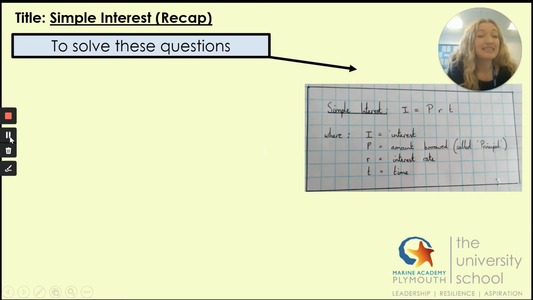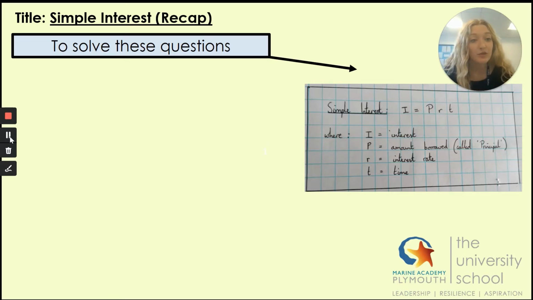Okay, now in today's lesson, there is a lot of something that we call notation. Notation just means how we write out mathematical things, for example in a formula. So today, we're going to be starting off by looking at simple interest. This is a recap, and I'm going to go through this quite quickly.